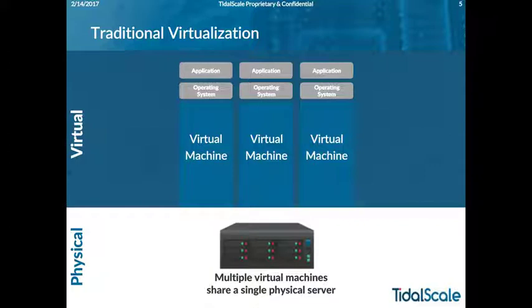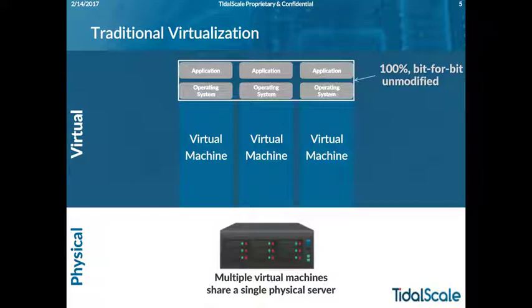In traditional virtualization, we have a single physical server and a hypervisor layer. That hypervisor might be ESX, KVM, Xen, or Hyper-V. And the hypervisor creates virtual machines on top of that physical server. What's nice about a hypervisor is that you're then able to run the operating system, usually called the guest operating system, completely unmodified nowadays. So there are no changes to the operating system and no changes to the application.